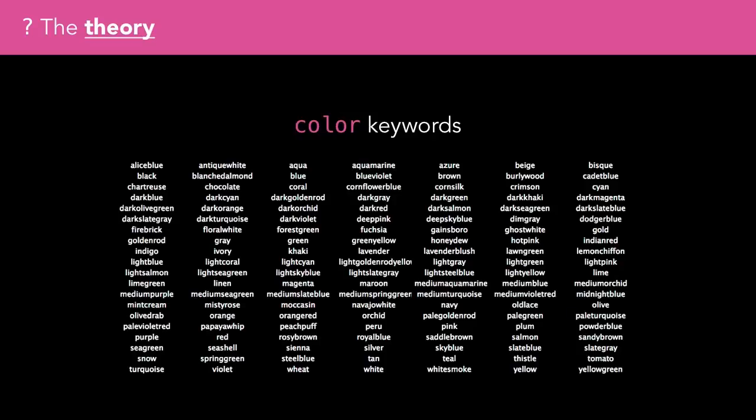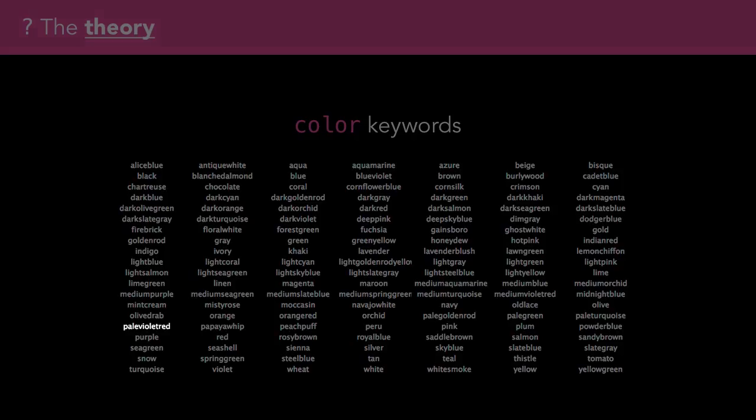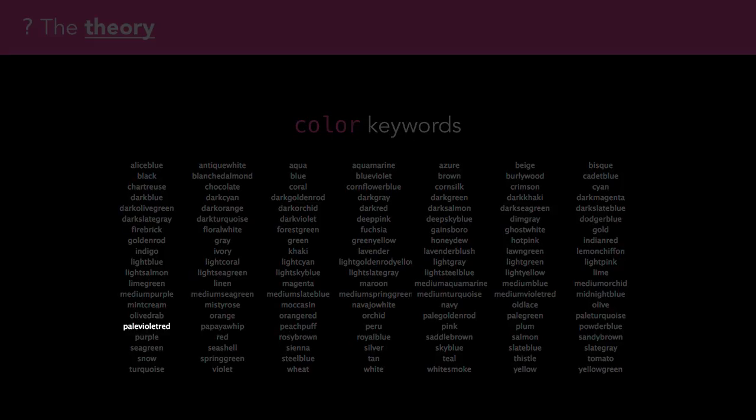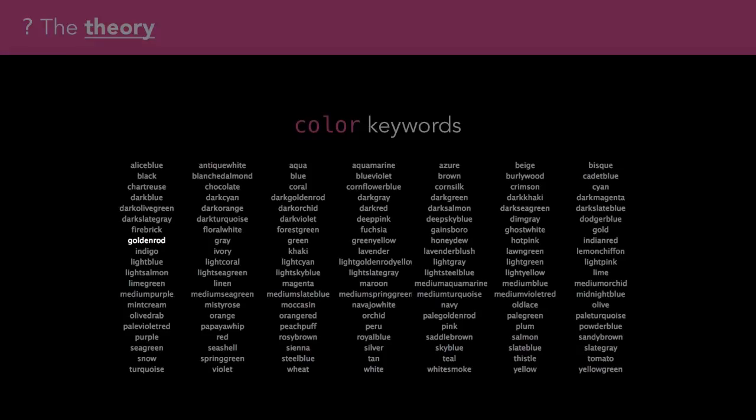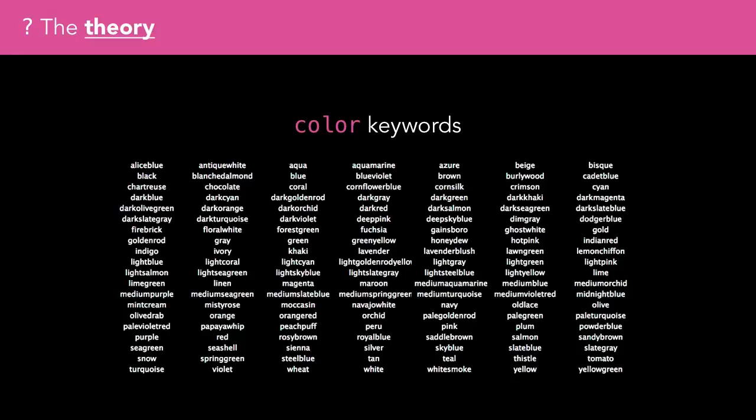Personally, I find this list pretty useless. There's lots to choose from, but it's hard to remember what they all look like. What is pale violet red, for example? How pale? How violet? How red? What is Gainsborough? How about burly wood or golden rod? These aren't that useful, but fortunately, we've got a few more options.